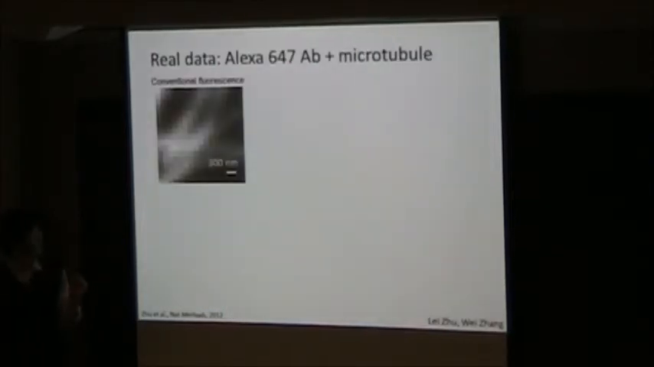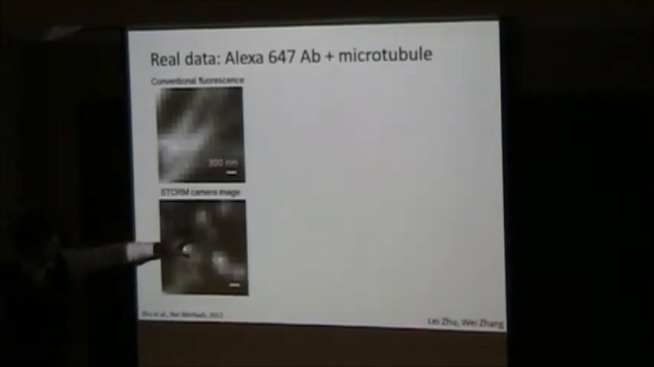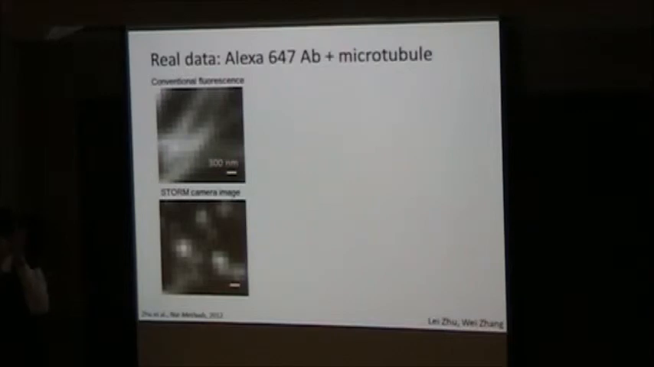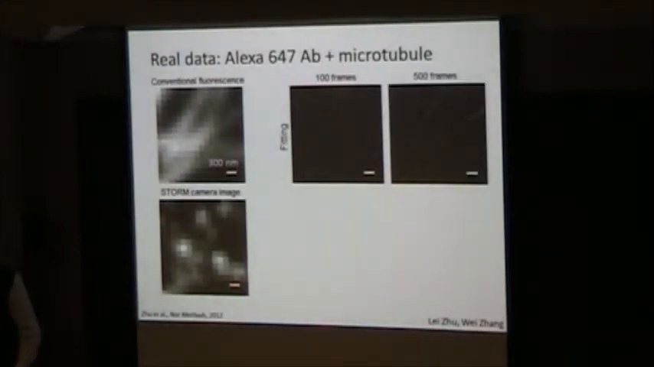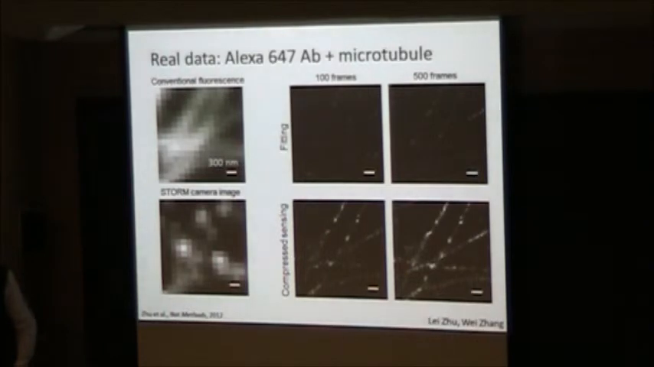And here is a real example of imaging fixed microtubules, and that's conventional fluorescence. In the STORM raw data, we have very high activation, so it's completely overlapped. With fitting, at 100 frames, you're not really seeing anything. At 500 frames, you can probably see something. With compressed sensing, even at 100 frames, you are getting a good enough image to resolve those microtubules.